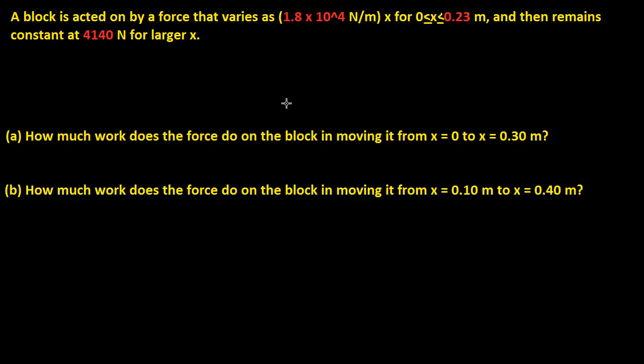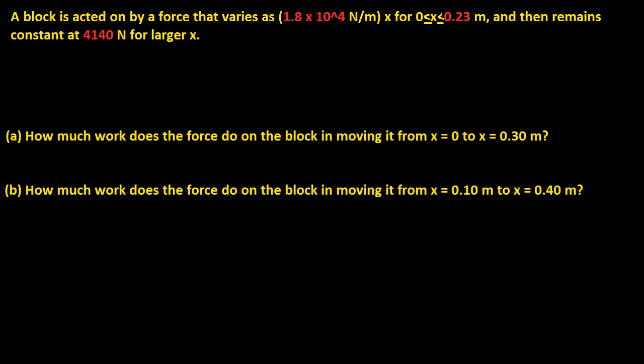Hello. So we have a problem where a block is acted on by a force that varies. This is a very wordy problem, and it says the force varies as k times x for 0 less than or equal to x less than or equal to 0.23 meters. And then it remains constant at 4140 newtons for larger x.